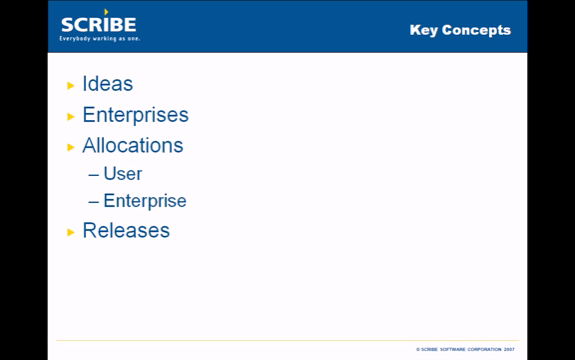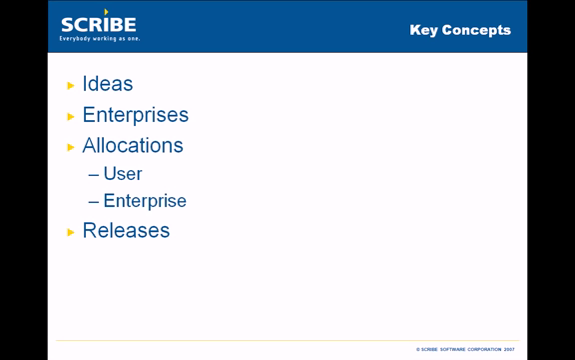An idea is any suggestion for an improvement to the Scribe product line. An enterprise is basically the company that you work for. All users in the Scribe community are associated to an enterprise. For example, if you're a consultant, then your enterprise will likely be the consulting firm for which you work. Enterprises come into play in dealing with allocations.